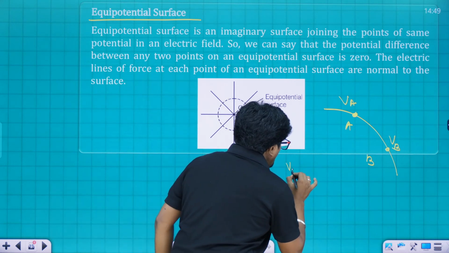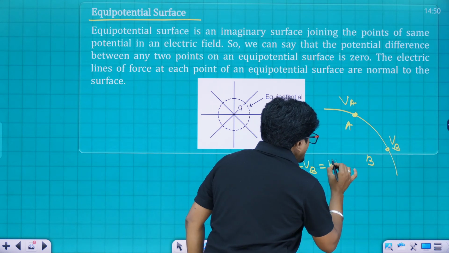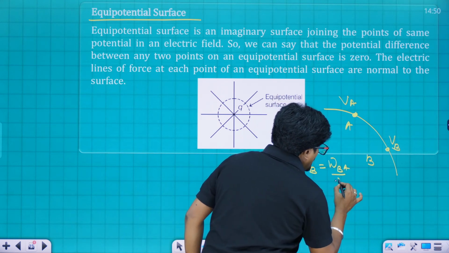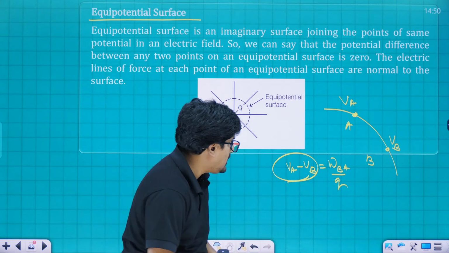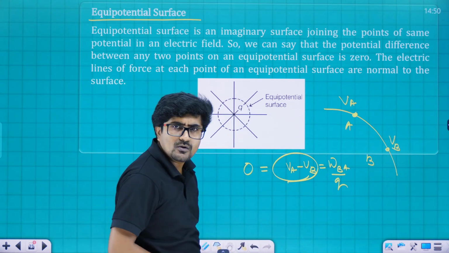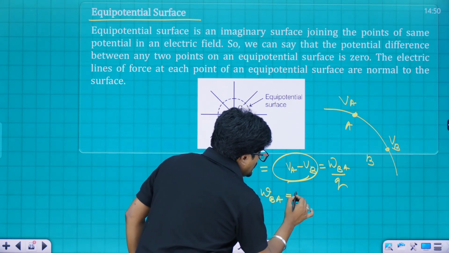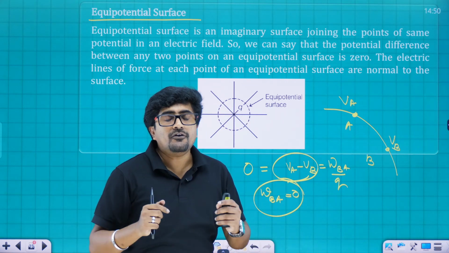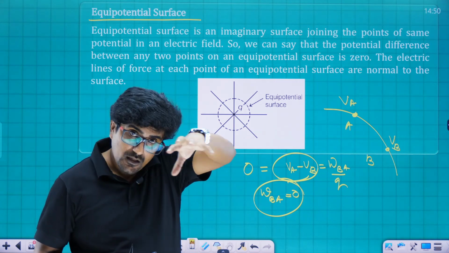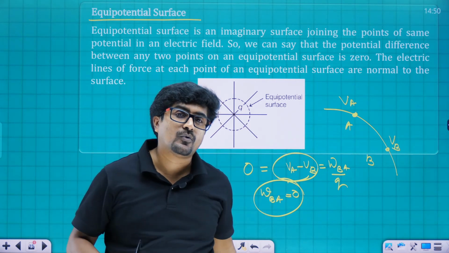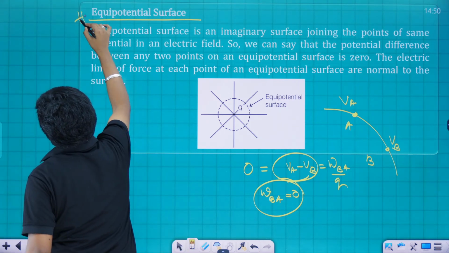Now if I consider VA minus VB, that is the work done in taking the charge from B to A upon Q. Obviously, since this is an equipotential surface, VA is equal to VB, so this value is going to be 0. So I can say that WBA is going to be 0. That means if we have an equipotential surface and we want to move a charge from one point to another point on that surface itself, then the work done is going to be 0. That is a very super important piece of information that you must know associated to equipotential surface.